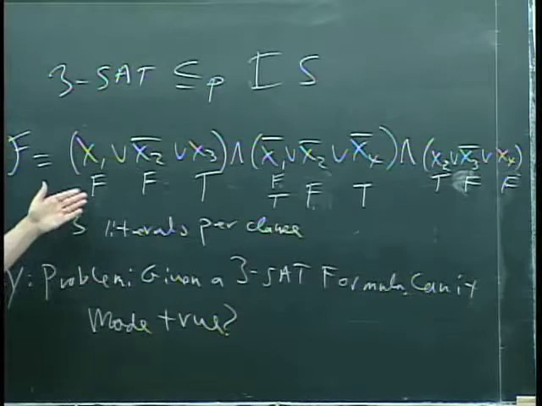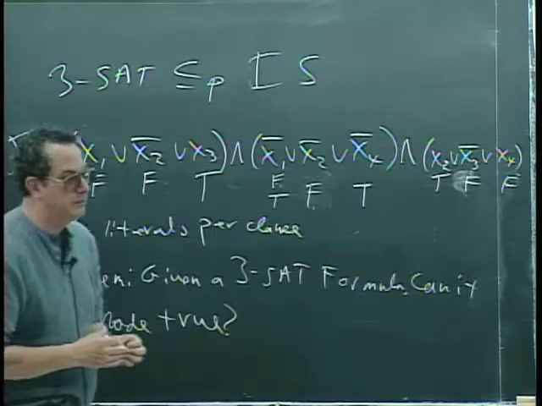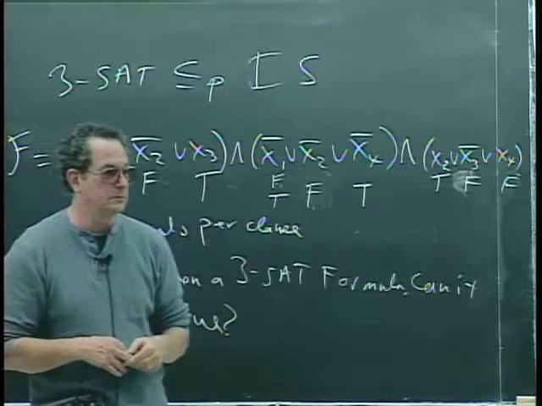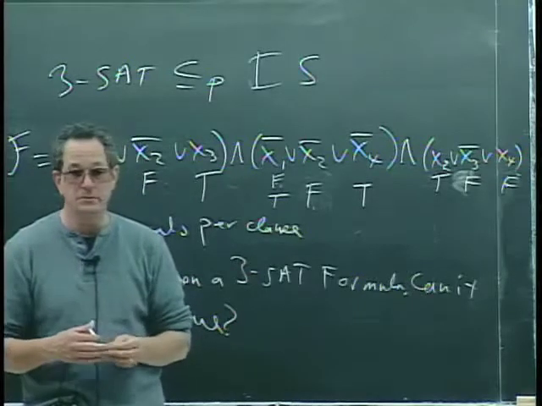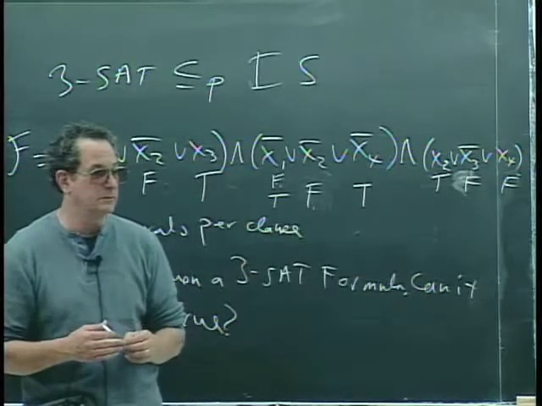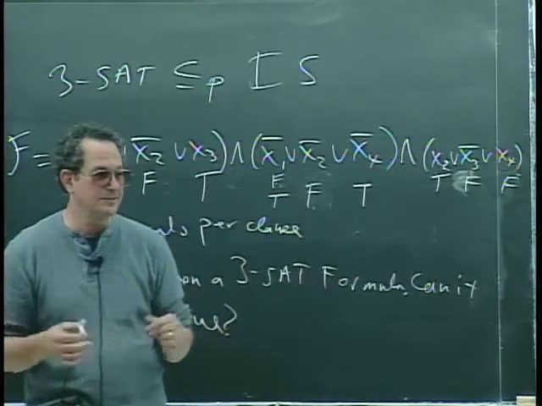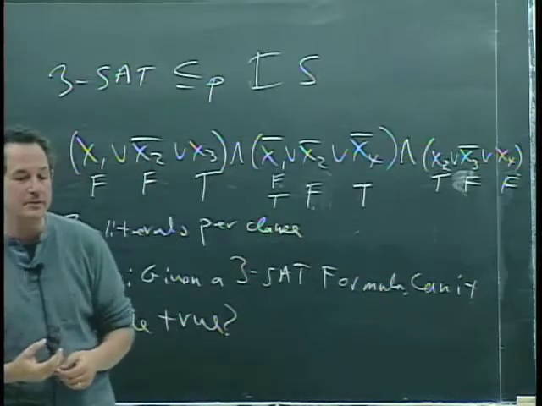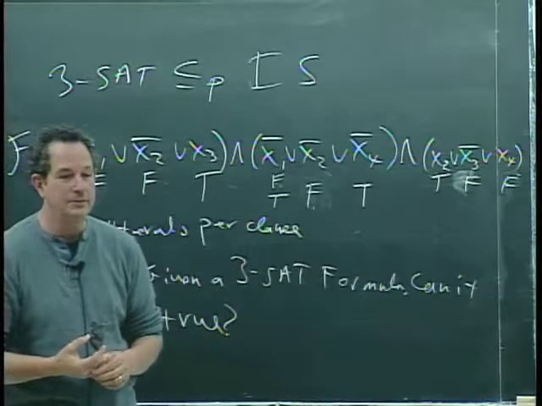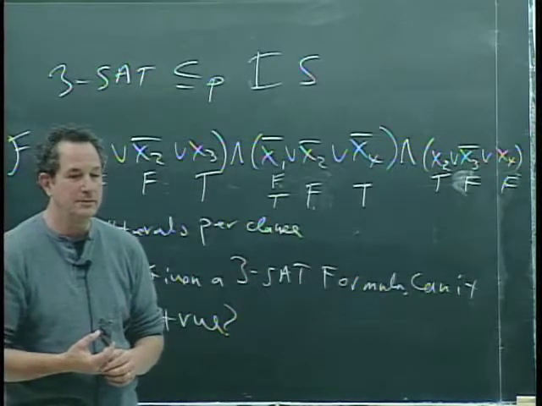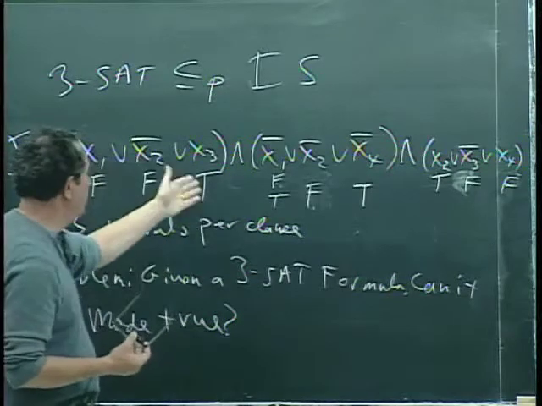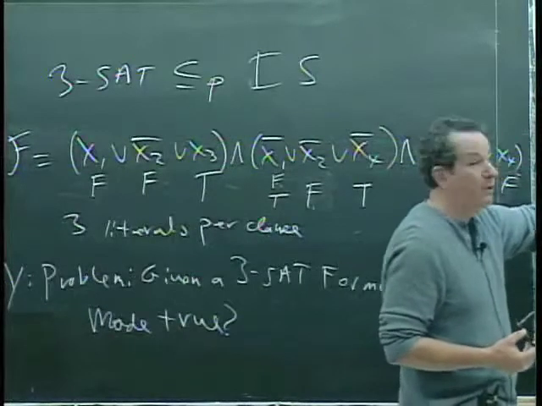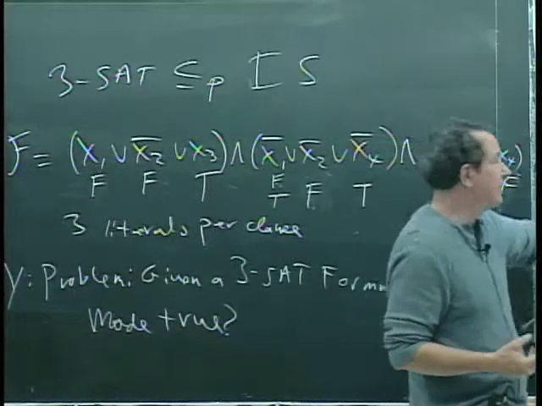Now, how do we use that to get an independent set of size equal to the number of clauses? Can you pick one literal that's true for each clause, and then circle the corresponding vertex? Right. You just pick one in each clause that's true, and use that to pick a node in each one of these triangles. You're not going to run into trouble no matter what you pick.